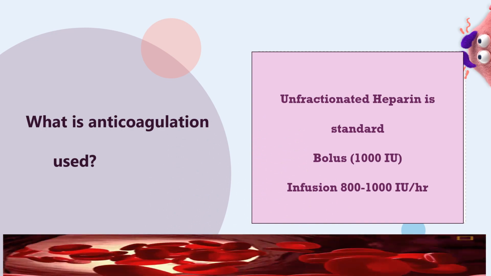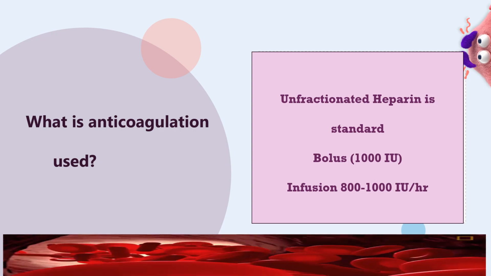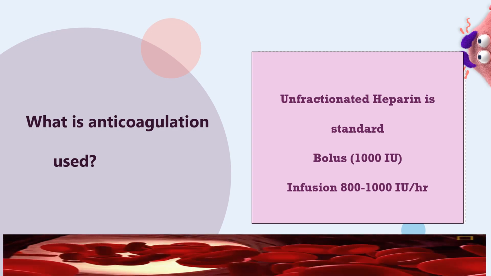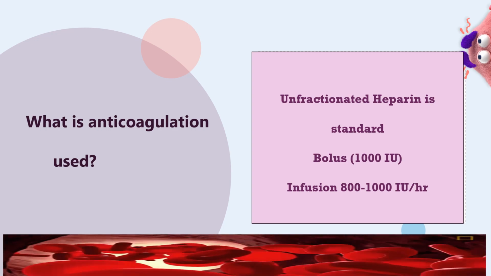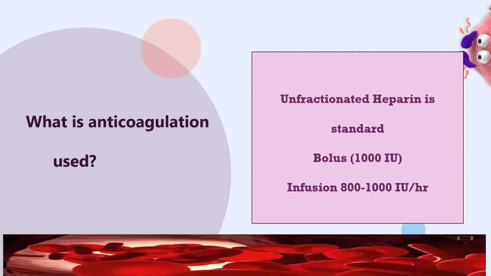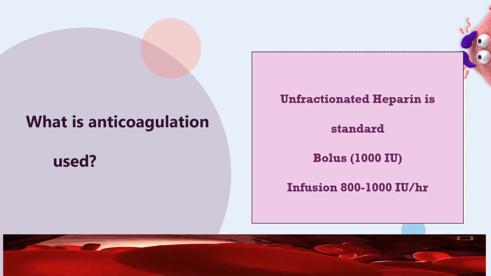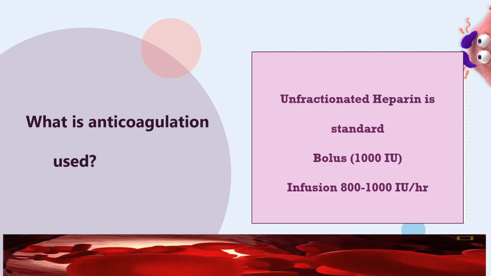What anticoagulation is used? Unfractionated heparin, which is the standard treatment for anticoagulation. We can start with a bolus of 1000 international units, and the infusion can range from 800 to 1000 international units per hour, targeting ACT from 180 to 220 seconds.